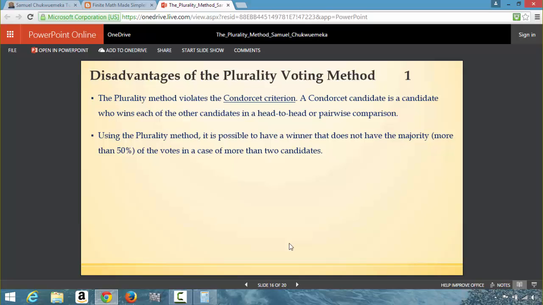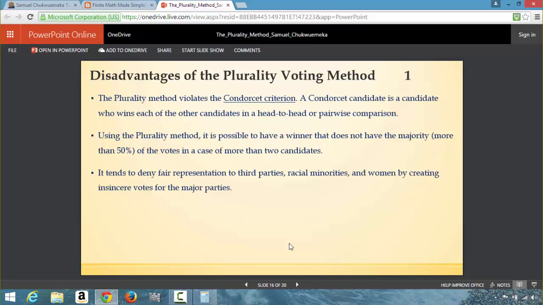Using the plurality method, that is one disadvantage. It is possible to have a winner that does not have the majority, of course. Like we said earlier, the plurality candidate is not necessarily the majority candidate. Another disadvantage is that it tends to deny fair representation to third parties, racial minorities, and women by creating insincere votes for the major parties.